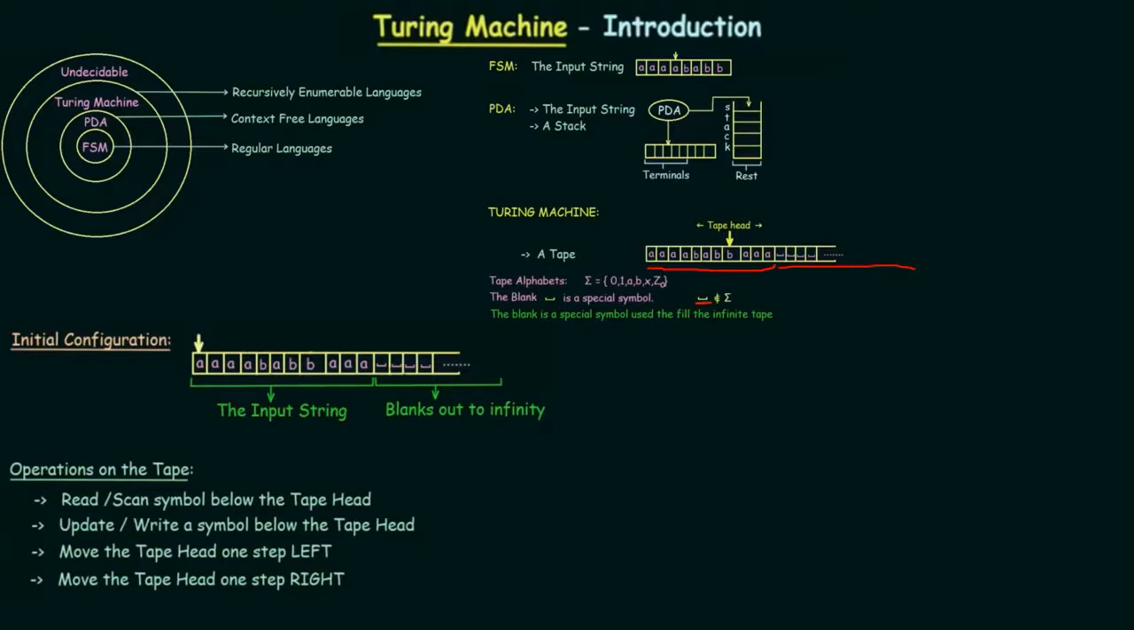There are four operations. You can read, you can write, and you can move the tape head, which is pointing to the current alphabet. You can move it left or right. That means you can go either forward or backward. Okay.